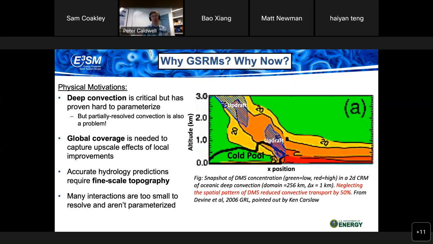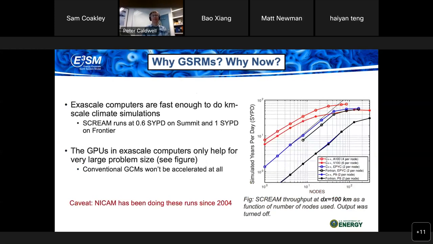I think it's an open question whether we can have a global GCM driving fine resolution just in an area of interest, or whether we actually need the global high resolution everywhere. So that's an area of research that I hope we'll see a lot more of in the future. Okay, and so that was the science motivation.